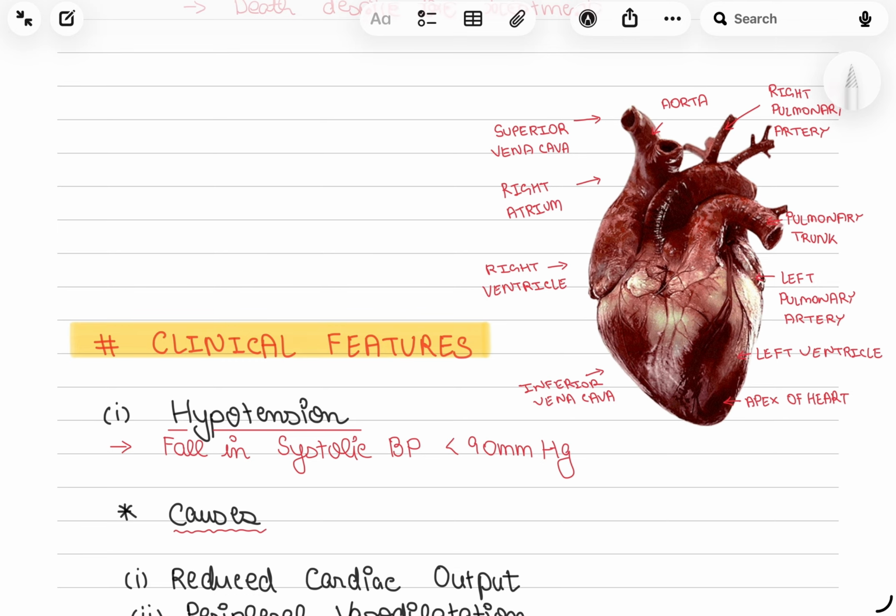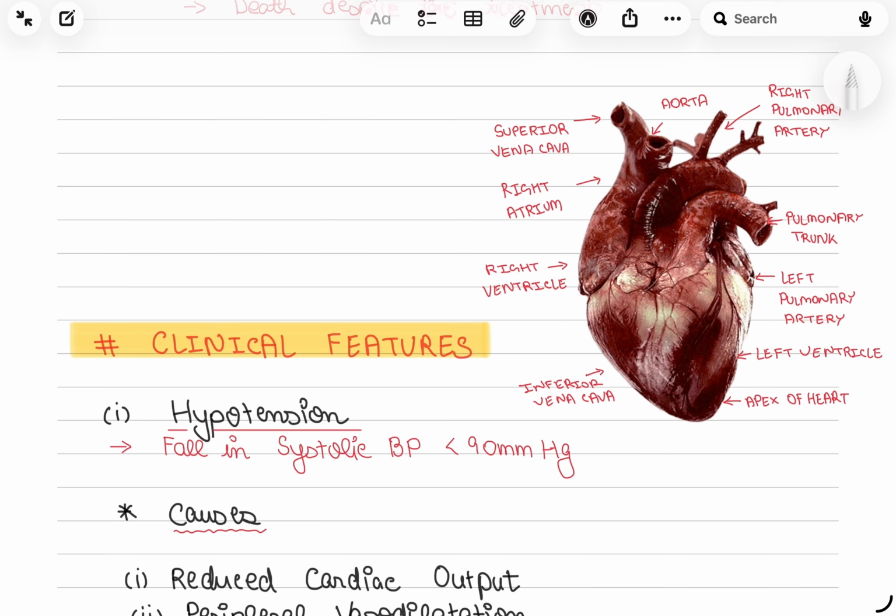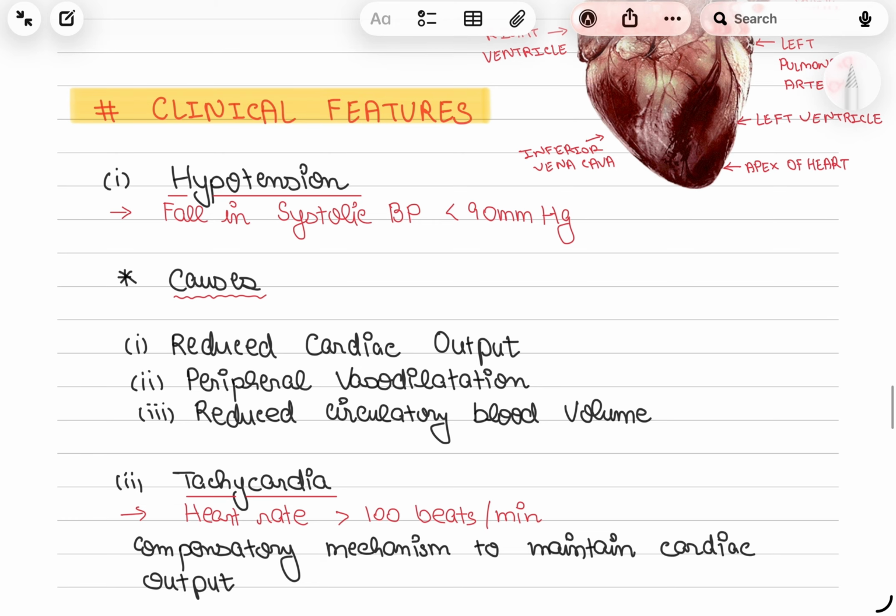So you can appreciate the diagram of the heart. This is the superior vena cava, right atrium, right ventricle, inferior vena cava. This is the apex of the heart. Just remember this. What are the clinical features of shock?